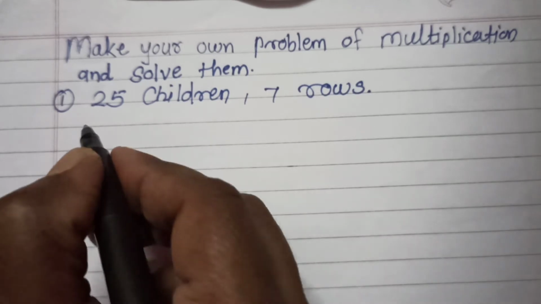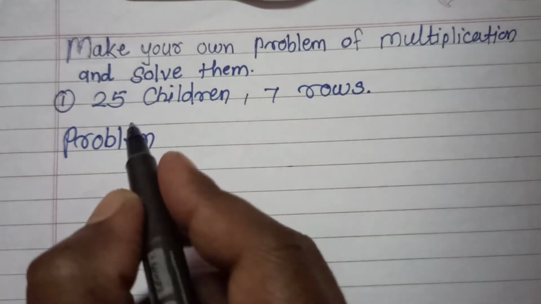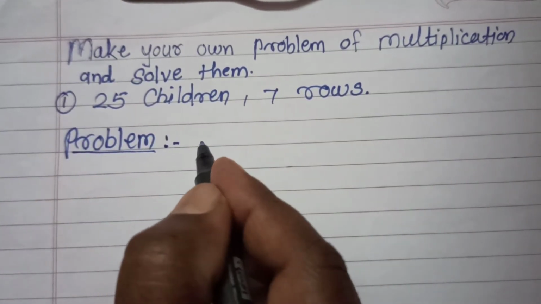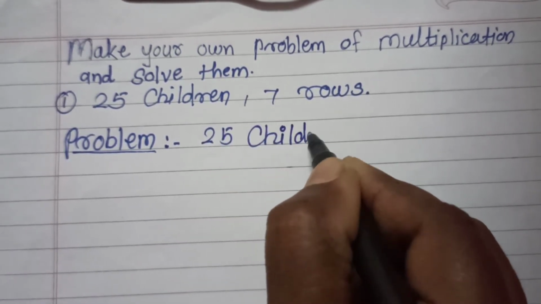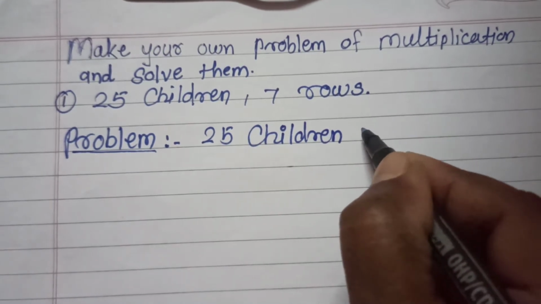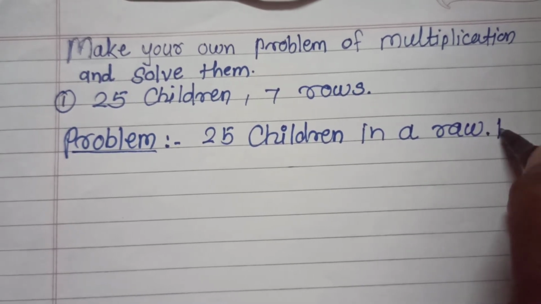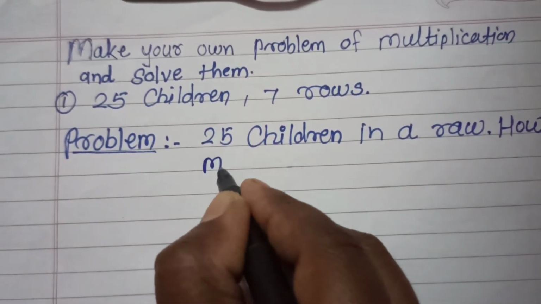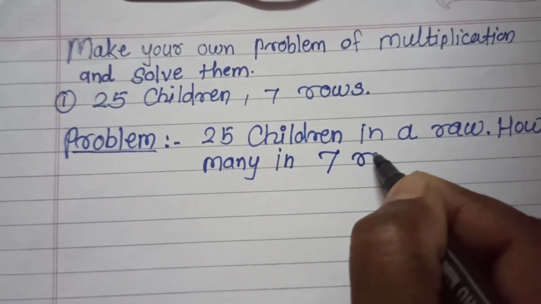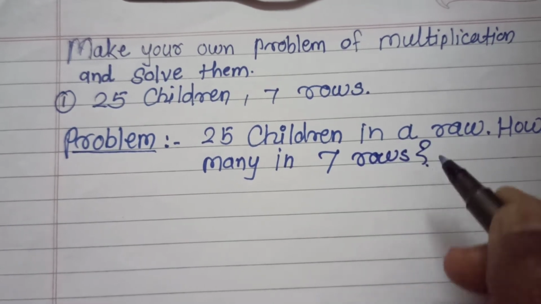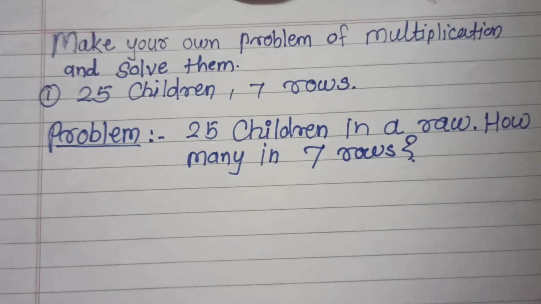See, students, here write problem. Start with: 25 children in a row. How many in 7 rows? And give a question mark. Easy, students, it's very simple. Okay, and solve this.